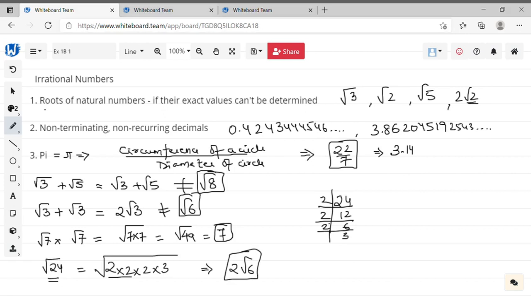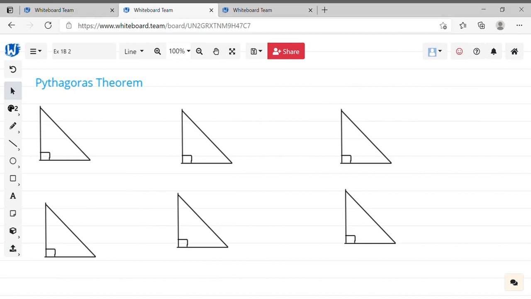Good. Let's look at the second part of the exercise, which is representing rational and irrational numbers on a number line. Before we start this, let me quickly go back to the Pythagoras theorem that we've learned. The Pythagorean theorem states that in a right angle triangle, the hypotenuse square, in this case AC square, is equal to the sum of the squares of the other two sides, which means it's equal to AB square plus BC square.